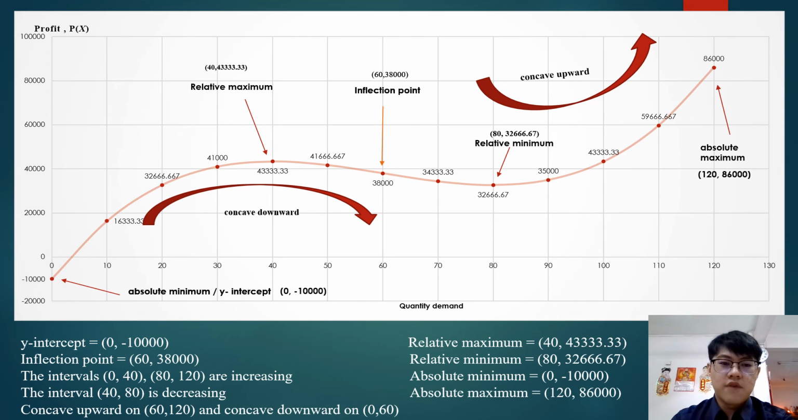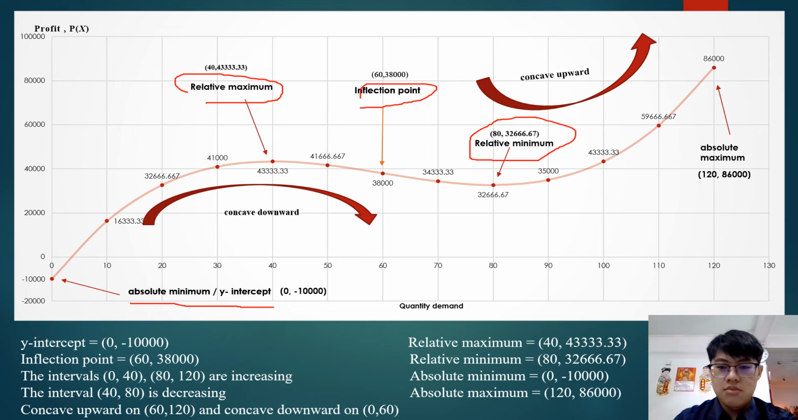Okay, to get a profit graph, we need to plot the information we get from 2A until 2D. And then we need to plot the absolute minimum and y-intercept, and relative maximum, inflection point, relative minimum, and absolute maximum. When we plot the points and then link the points, we find the graph looks like that.